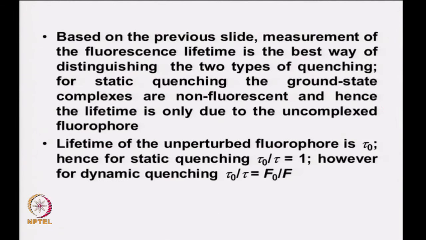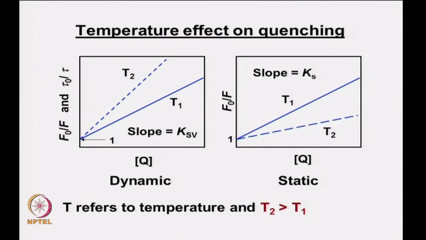However, for dynamic quenching, what is happening? For dynamic quenching, you have seen tau 0 by tau is equal to F 0 by F. So, again, this is one of the best ways of trying to figure out the difference between these two, or which one is which. Now, is this the only way to differentiate? No. There is another effect, the temperature effect.